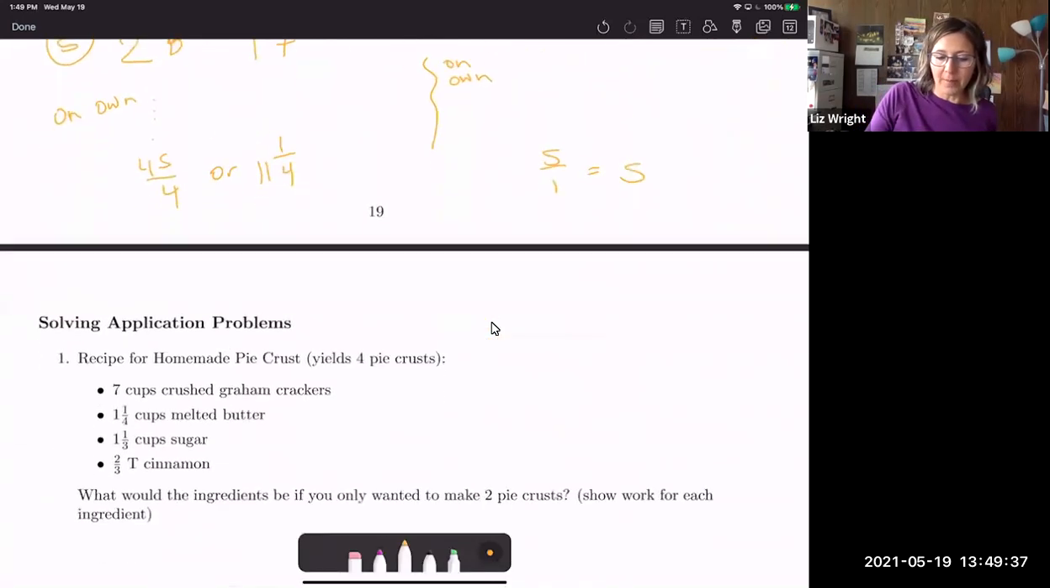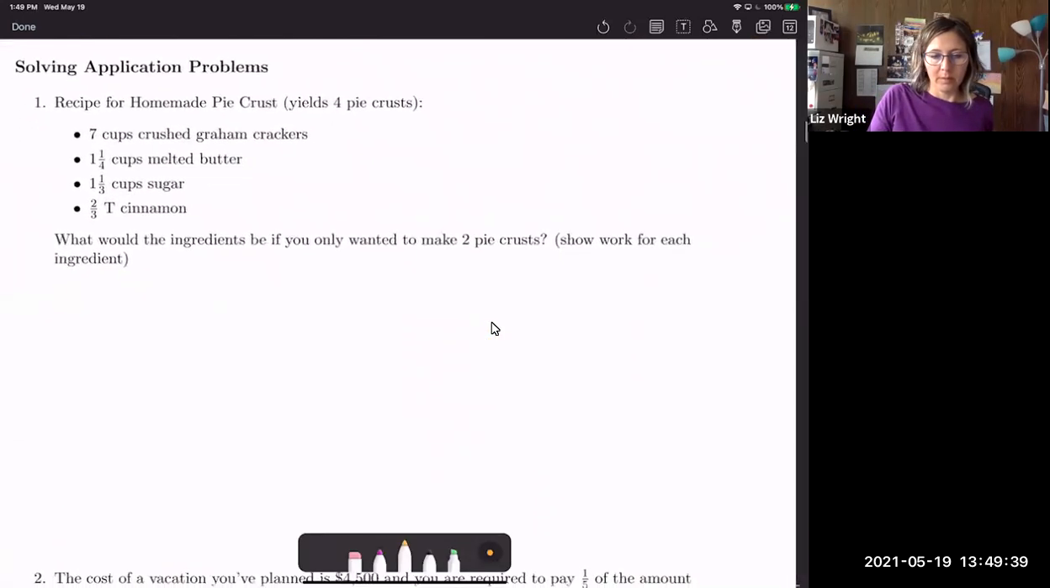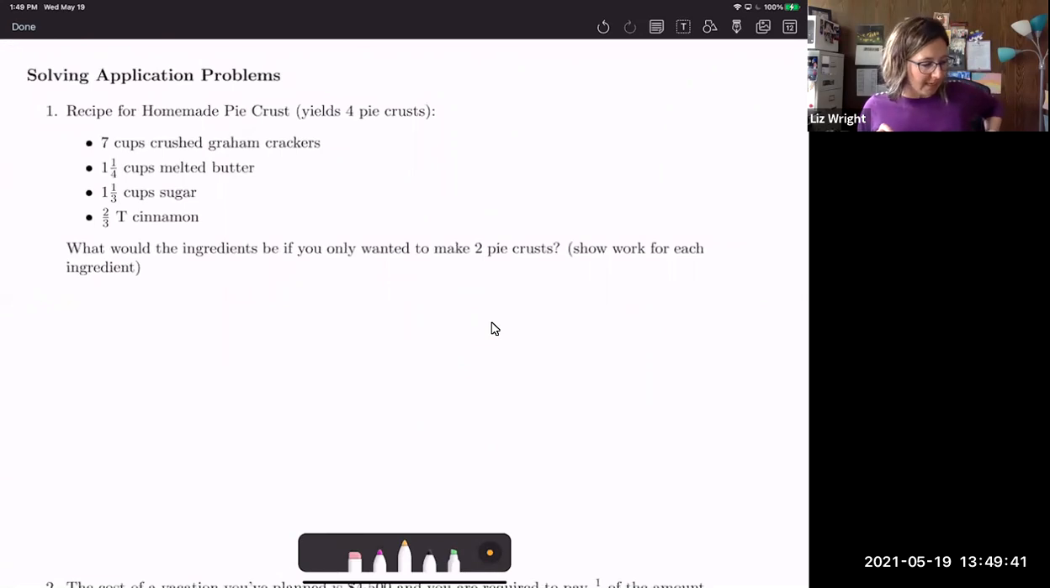All right, then on the back. Here, what we are looking at is a couple word problems. And so I'm going to do this first one with you, and then I'm going to have you do 2 and 3 on your own as well. And I'll give you the answers so that way you can check.